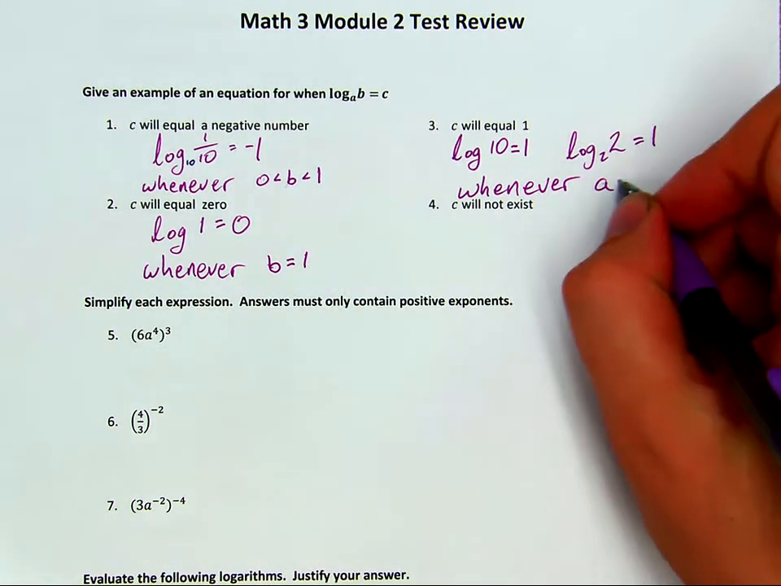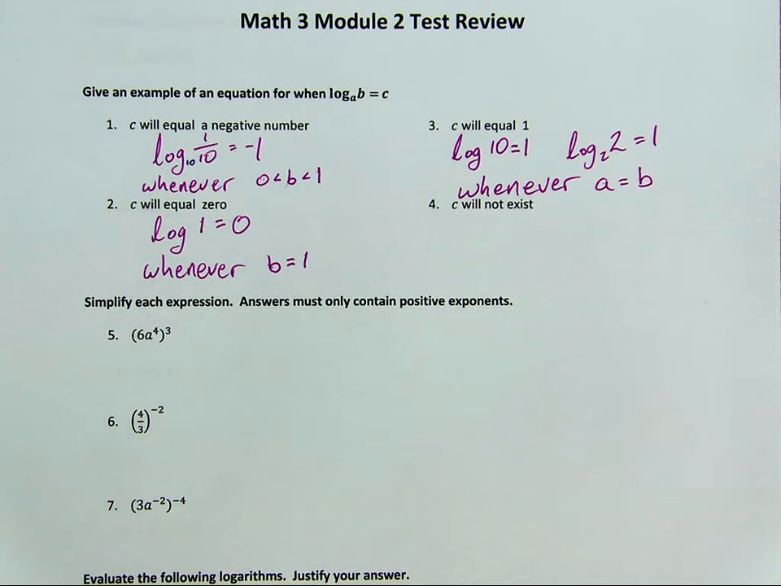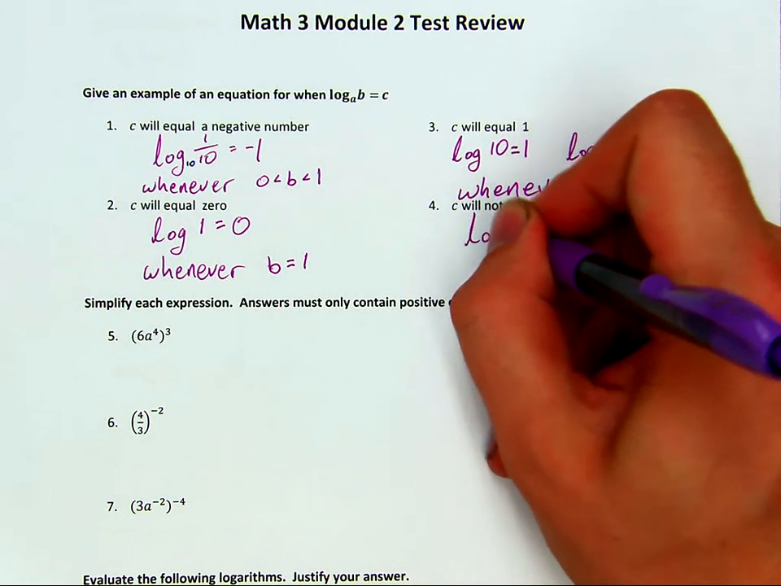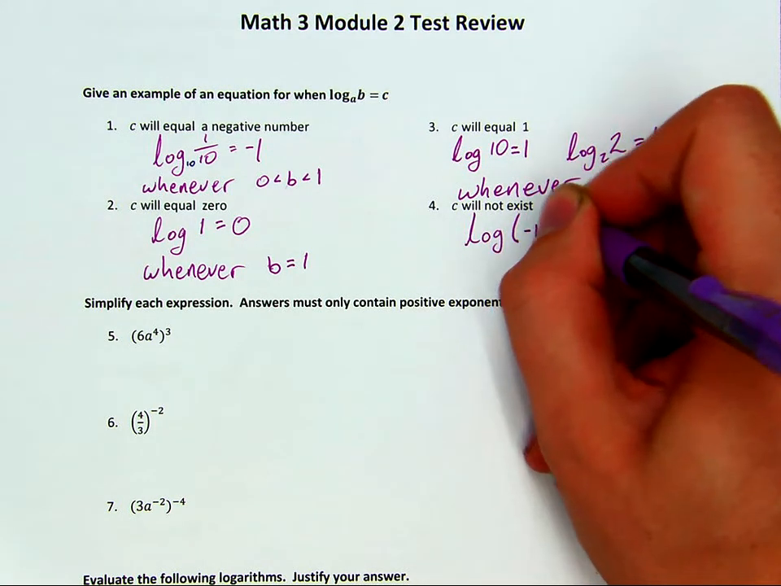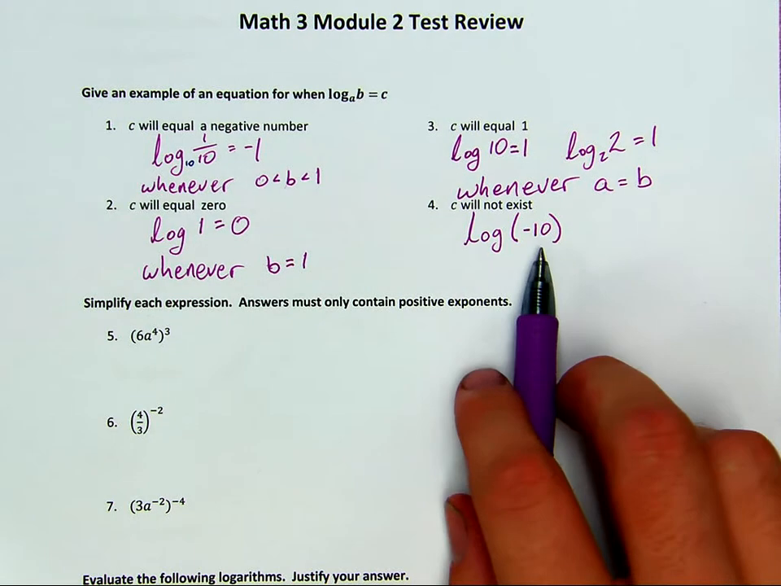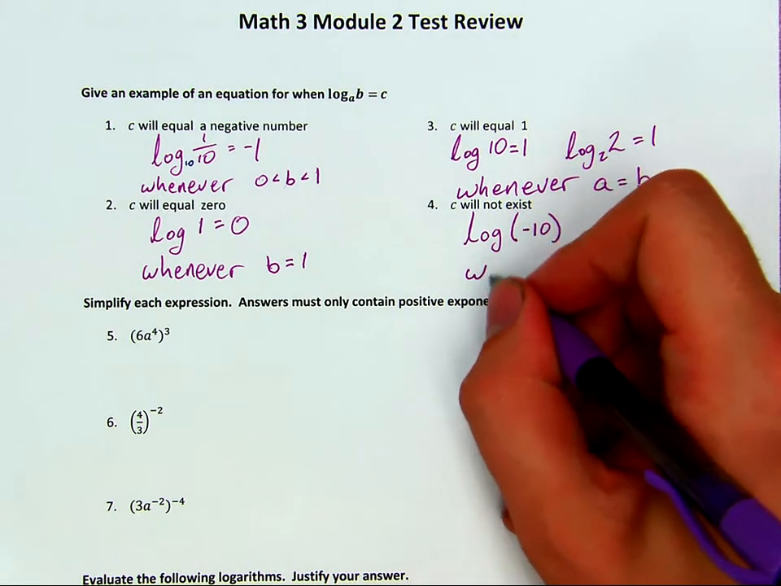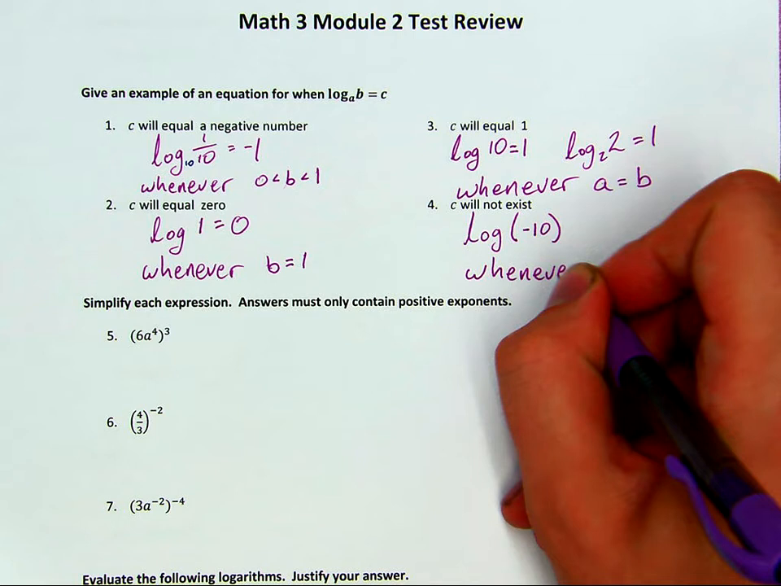And then finally, number 4, c will not exist. My example is log of negative 10. So this is one example where c will not exist, but in general, c will not exist whenever your b value is less than or equal to 0.